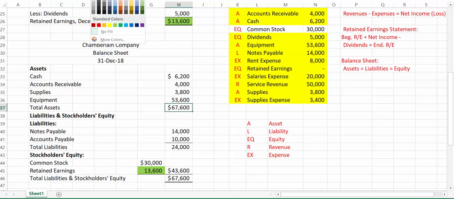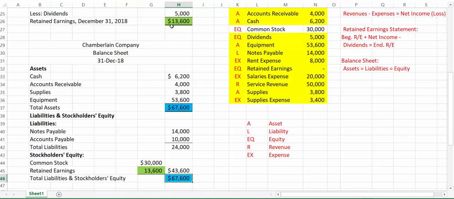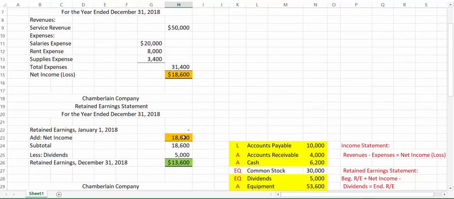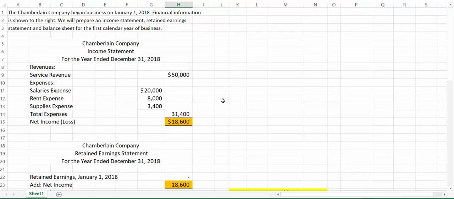I'm going to also highlight this number to remind ourselves which numbers on these financials have to be equal. The total assets must equal your total liabilities and your stockholders' equity. Our retained earnings on our balance sheet came from the retained earnings on our retained earnings statement. And remember that net income on our retained earnings statement came from our income statement.